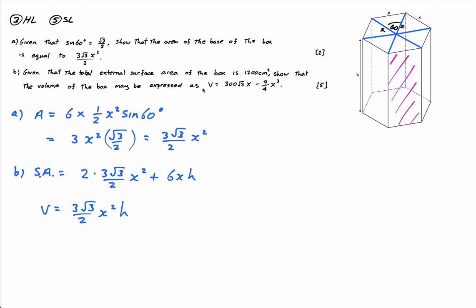What they're asking us to do is write the volume in terms of x only. So my question would be, which variable is missing in this that is in this? It's obviously the h. Here I have an h, here we don't have an h. So we need to get rid of this h, and we're going to get rid of it using the surface area formula. So let me write down this surface area formula again.